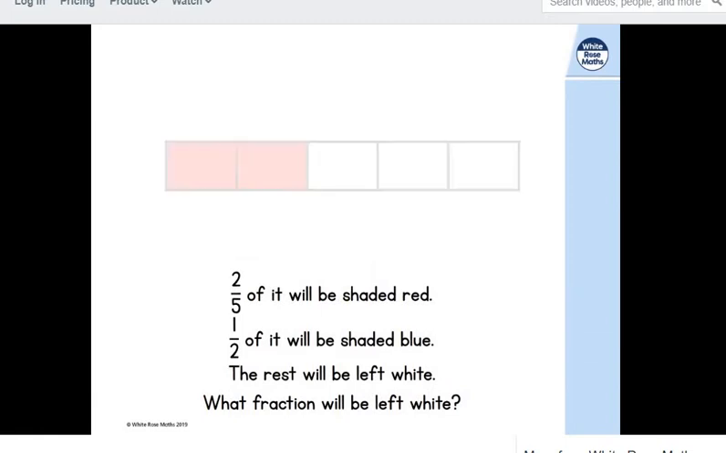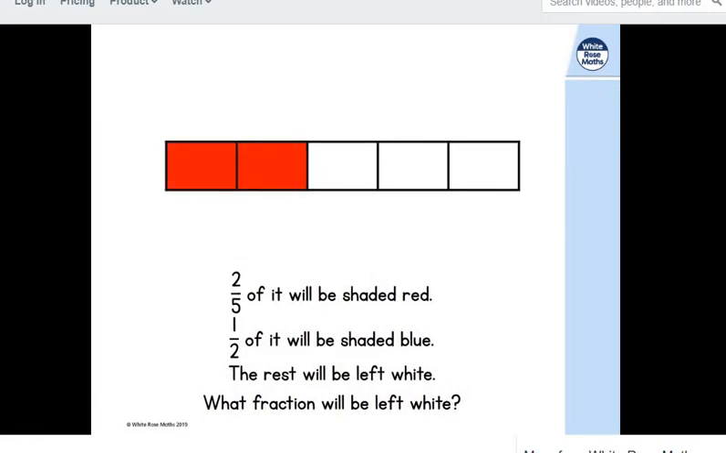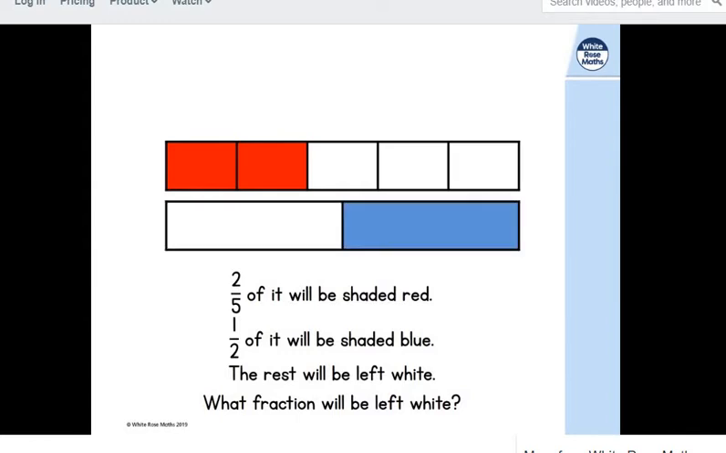Let's have a look then. Well, if 2/5 of it are going to be shaded red, it would look a bit like this. And half of it would be shaded blue, it would look a bit like this. But together, how can I work out what fraction will be left white?